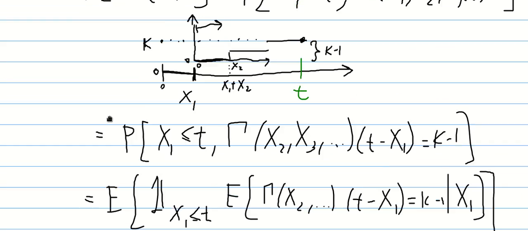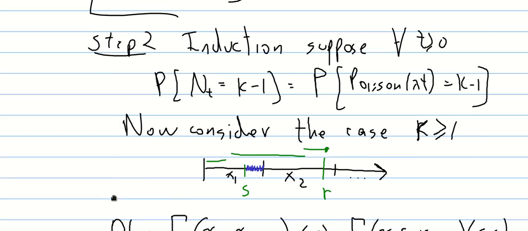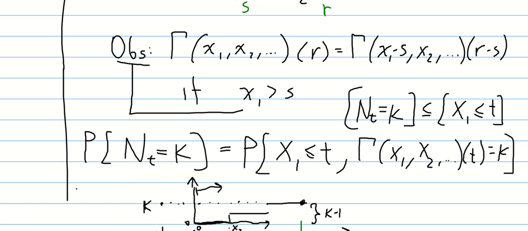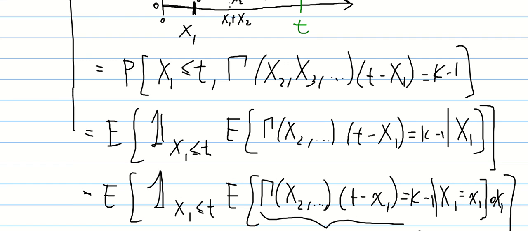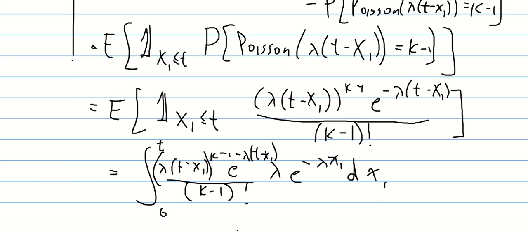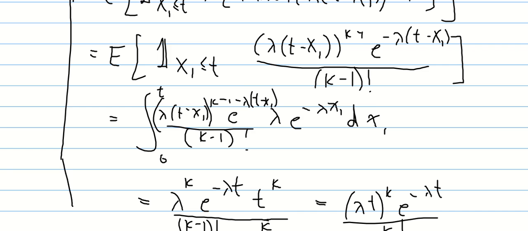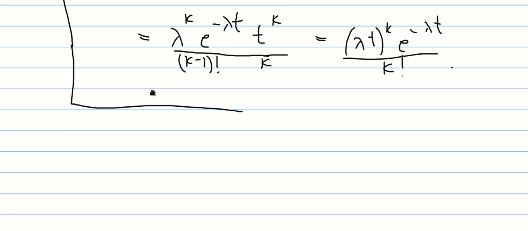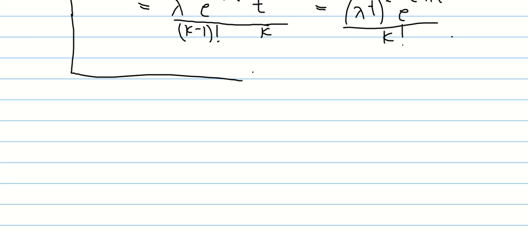So this finishes the proof that the number of arrivals until time t in a Poisson point process is a Poisson random variable with parameter lambda t. This is the first link between Poisson distribution and Poisson point process. And I'll leave you with an exercise, which is to think about the discretization of this process.